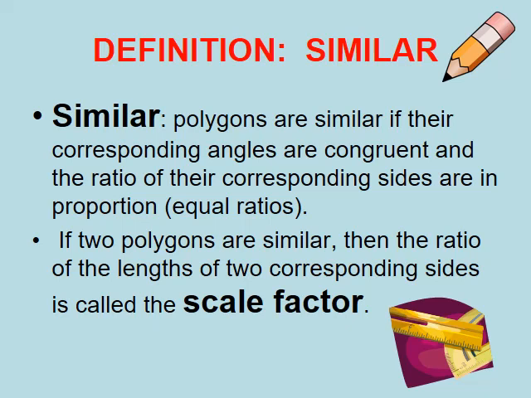So if two polygons are similar, then the ratio of the lengths of two corresponding sides is called a scale factor. Remember, we talked about scale factors when we did dilations in our transformation unit. It's that number that we multiply by in dilations to get it bigger or smaller. And now that's going to be our proportion to create things similar.